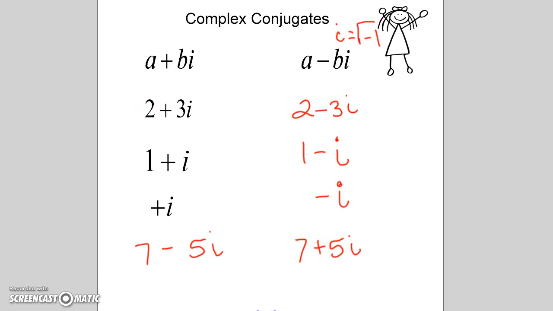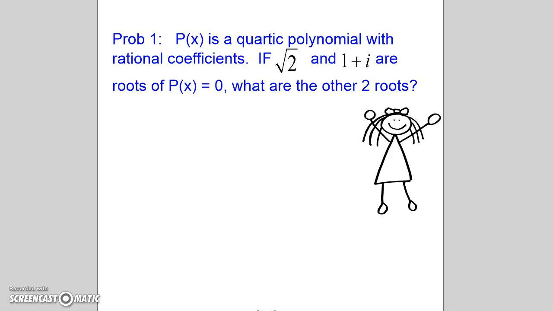All right, let's put this to use. How does this work for us? Problem 1. We've got a polynomial. It's a quartic, so that means it's degree 4. It has rational coefficients. I'm told that if the square root of 2 and 1 plus i are roots of the polynomial, what are the two other roots?